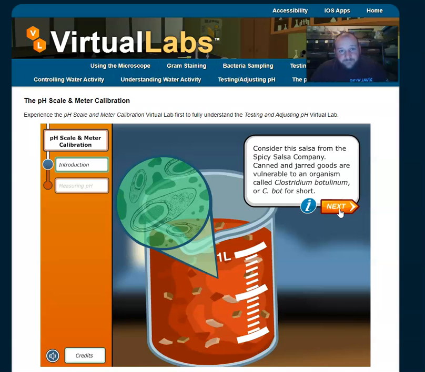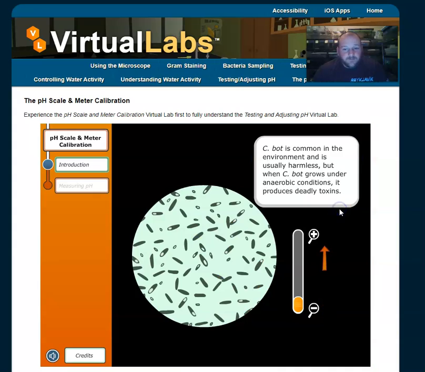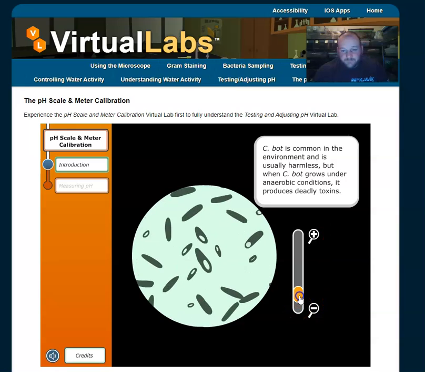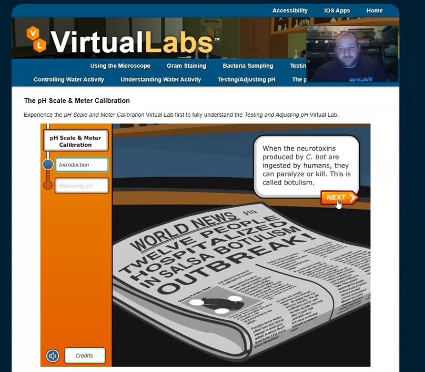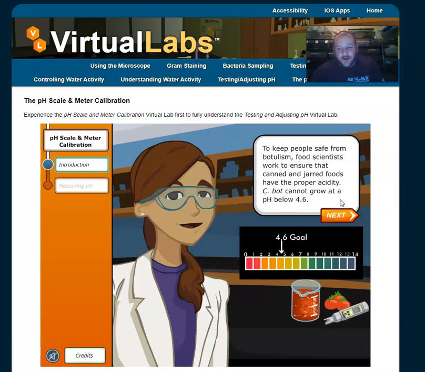Canned and jarred goods are vulnerable to an organism called Clostridium botulinum, or CBOT for short. CBOT is common in the environment and is usually harmless. But when CBOT grows under anaerobic conditions, it produces deadly toxins. When the neurotoxins produced by CBOT are ingested by humans, they can paralyze or kill. This is called botulism. Again, I think this is a really good demonstration of the problem. And what I'm going to do is turn off the audio for a bit and work my way through it here.